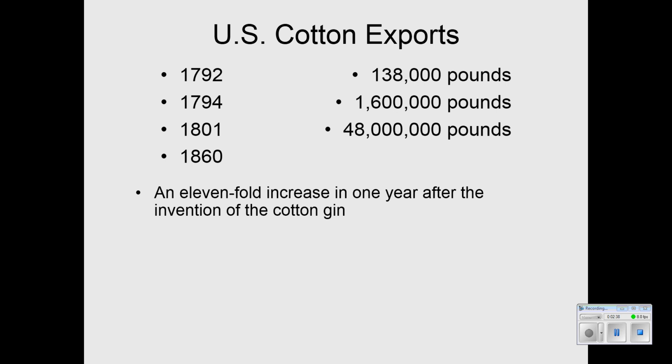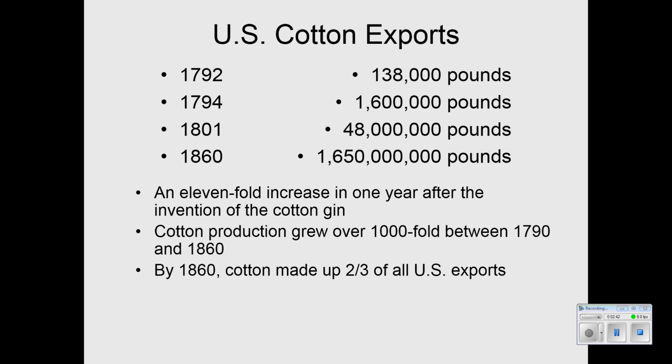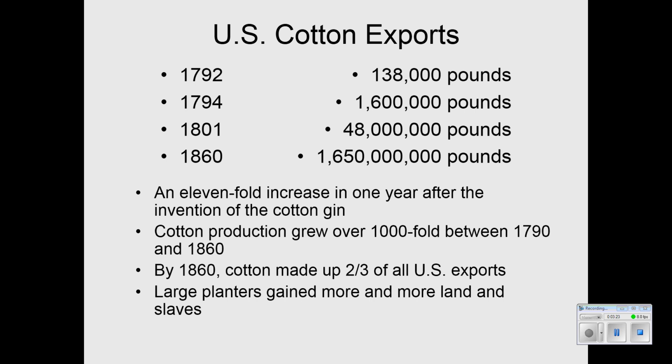And by 1860, on the eve of the Civil War, it was 1.65 billion pounds of cotton. That meant that cotton production had grown over 1,000-fold between 1790 and 1860, basically between the American Revolution and the outbreak of the Civil War. And by the Civil War, cotton made up 2/3 of all U.S. exports in the entire nation. This cotton export was going to Britain primarily, and it fueled the British Industrial Revolution, which was led by the textile industry. And large planters gained more and more land, used their profits to buy more and more land, and also more and more slaves.